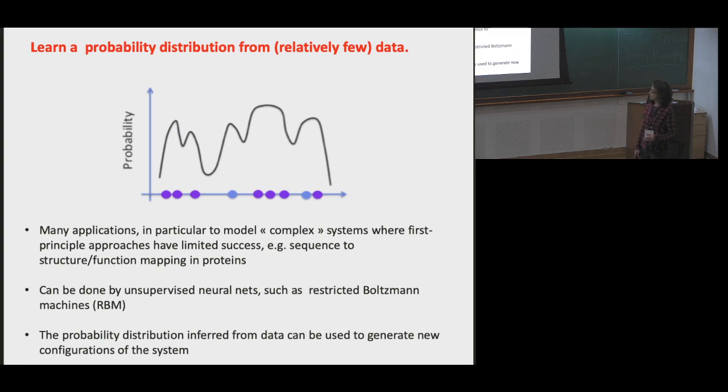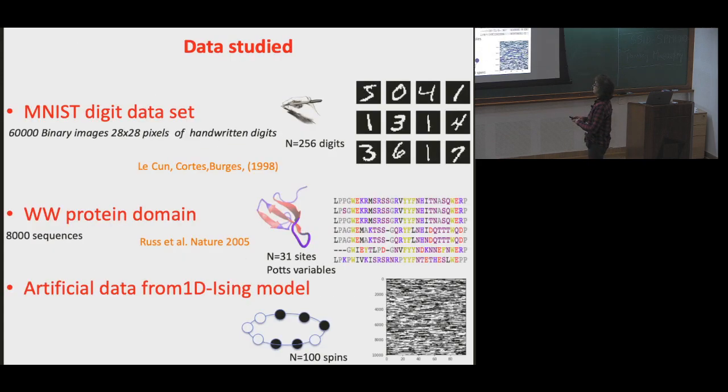The interesting point I will underline is that once you have inferred this probability distribution from data, of course, you can sample it to generate new configurations which are good configurations for the system. So I will describe three kinds of application.